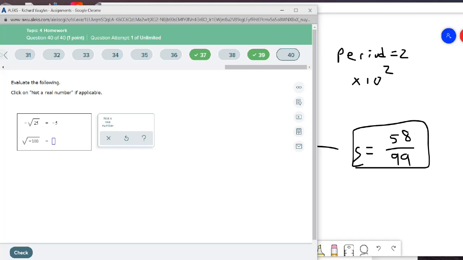There are no real numbers that when you multiply them by themselves give you a negative number, because negative times negative is positive, and positive times positive is positive. So no matter what number you choose, when you multiply it by itself, it's always going to be positive. This one is not a real number. So what we're going to do is just put this into the box here.